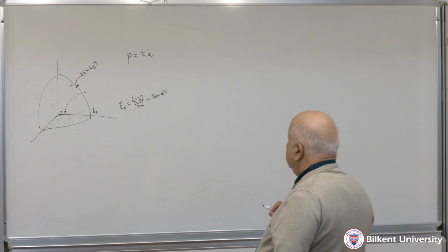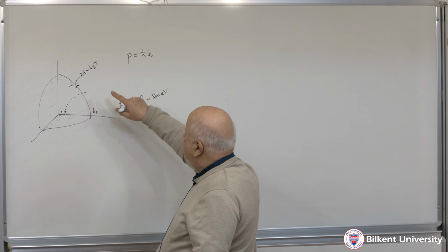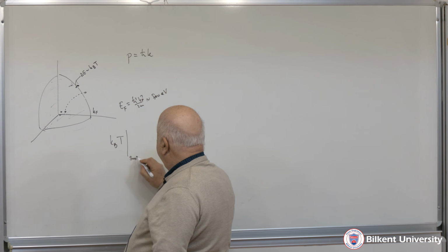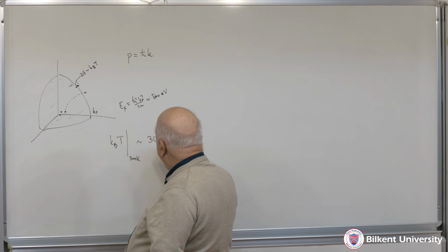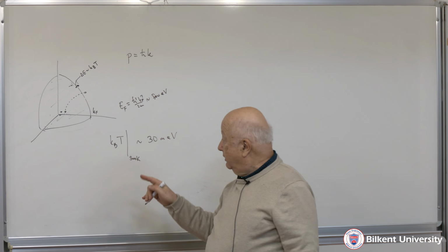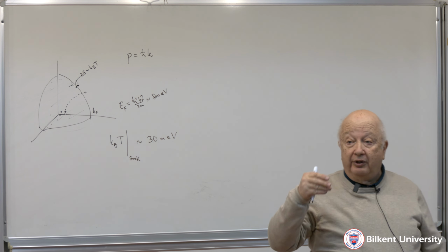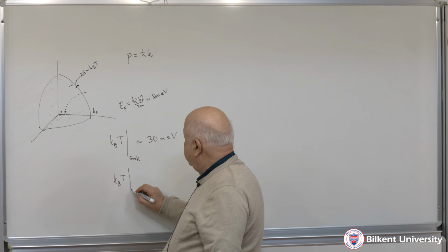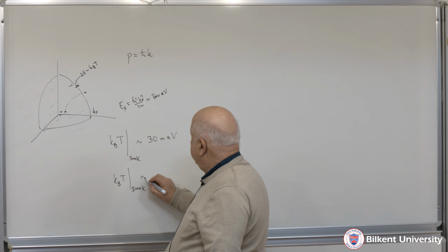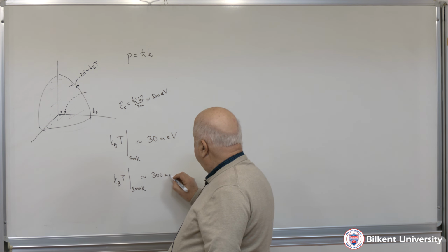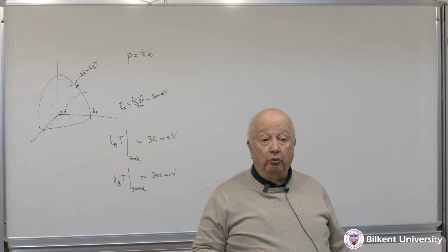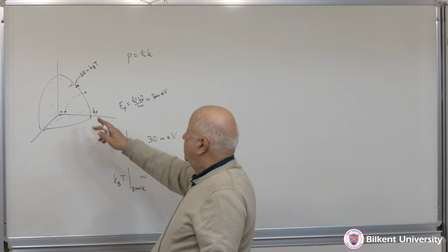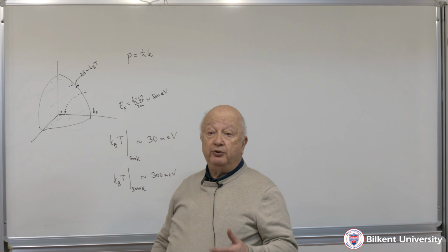So this k_B T at room temperature, so at 300 Kelvin, is about 30 milli electron volts. And at 300 Kelvin, we are quite a few Kelvin above zero. So even if you go to something like 3000 Kelvin, k_B T is going to be 300 milli electron volts. So we are still below 1 electron volt. So the electrons in copper actually behave as if they are at zero temperature.